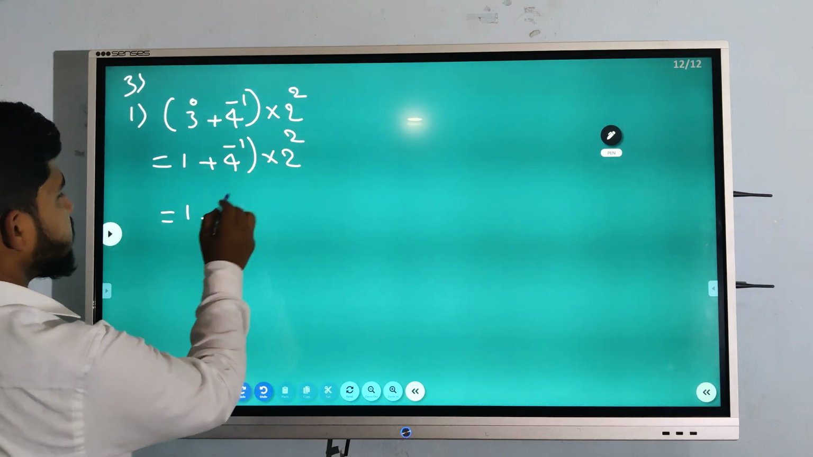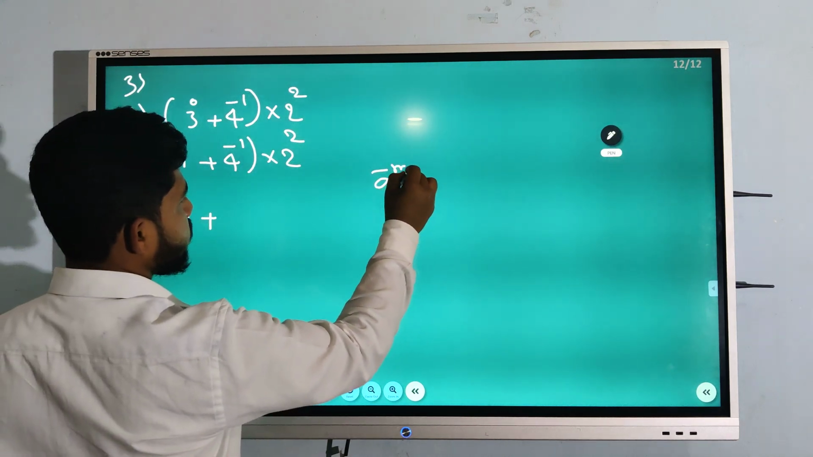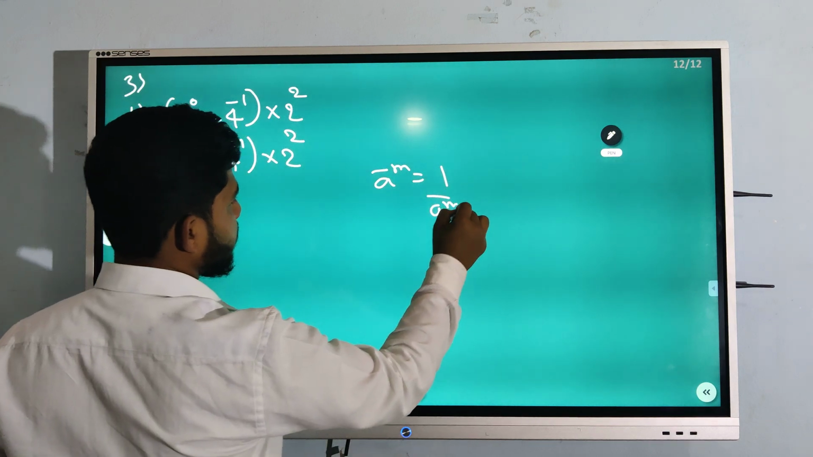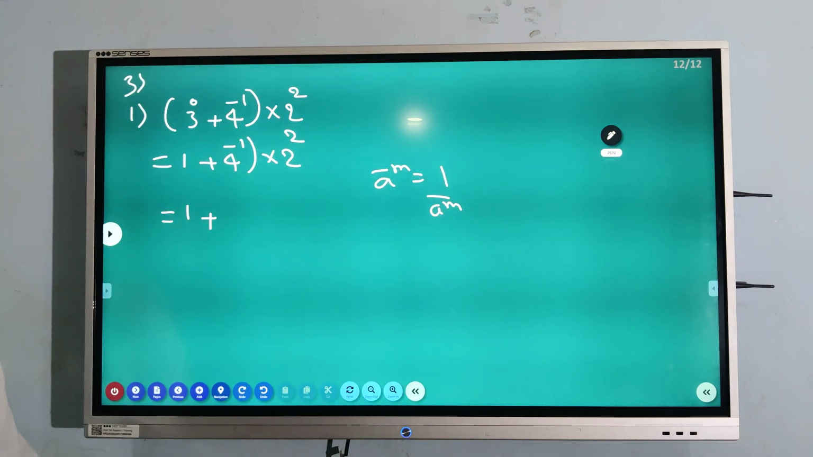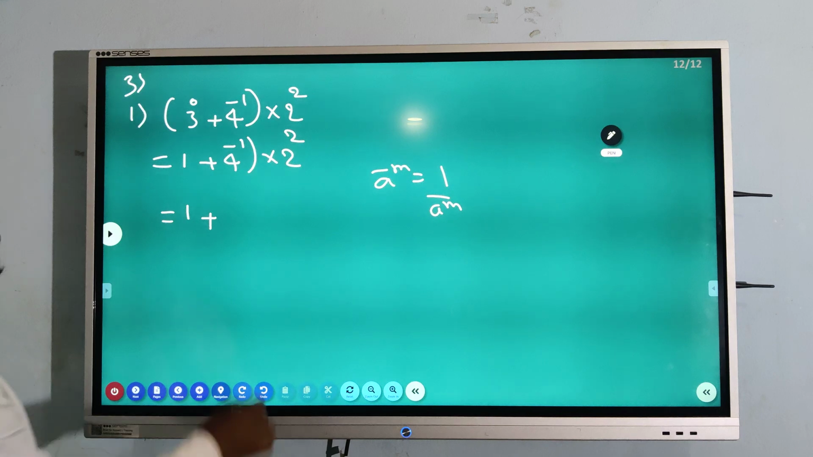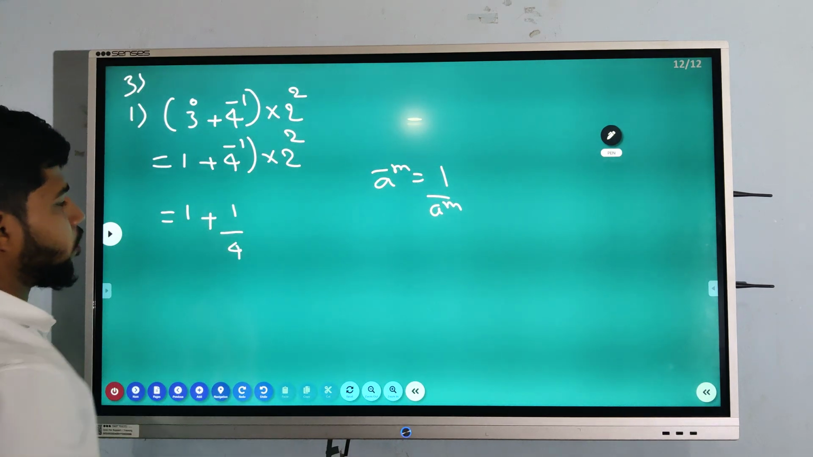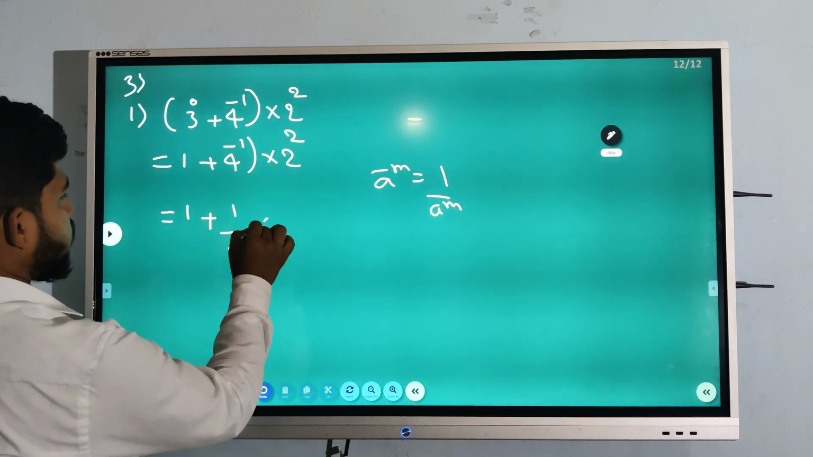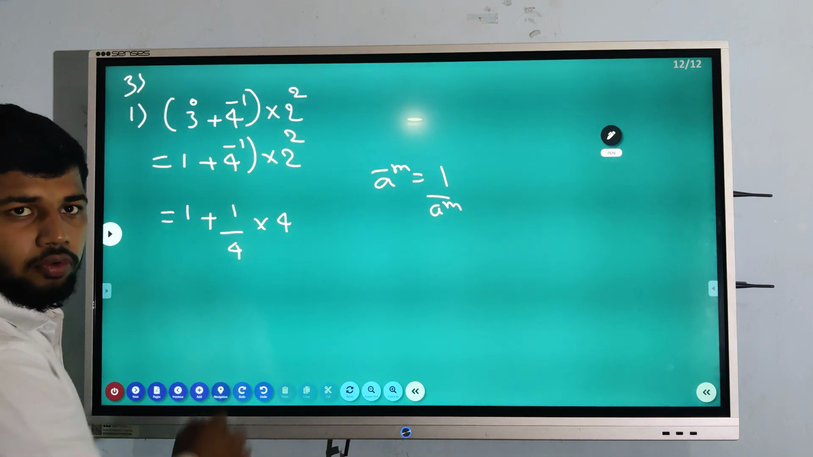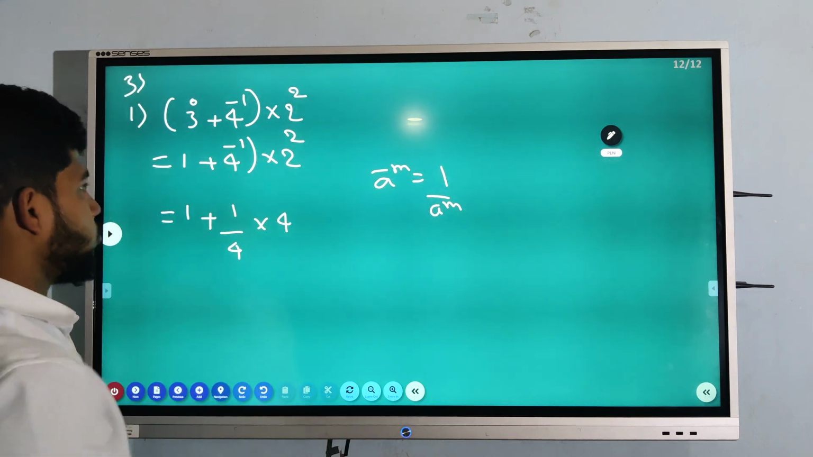Now it is in the form of a raised to minus m is equal to 1 by a raised to m. Now 4 power minus 1 is equal to 1 by 4. And 2 power 2 is 2 into 2, equal to 4.